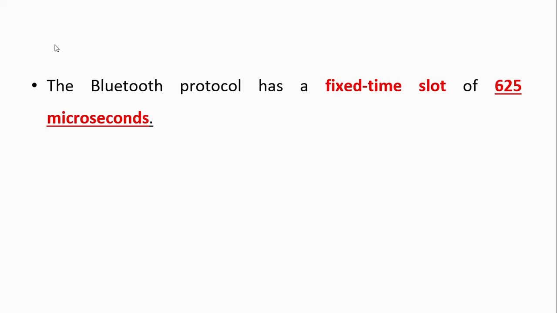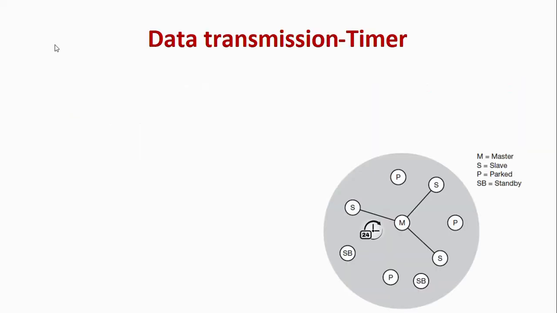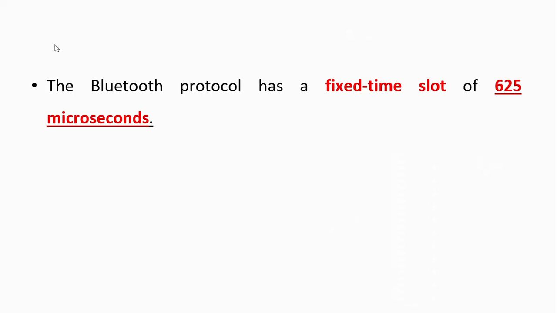The Bluetooth protocol has a fixed time slot of 625 microseconds. A transmission burst may occur within a duration of 1, 3, or 5 consecutive slots on the one hop channel. The transmissions are always between the master and a slave in a piconet, or several slaves in the case of broadcast or point to point transmission.